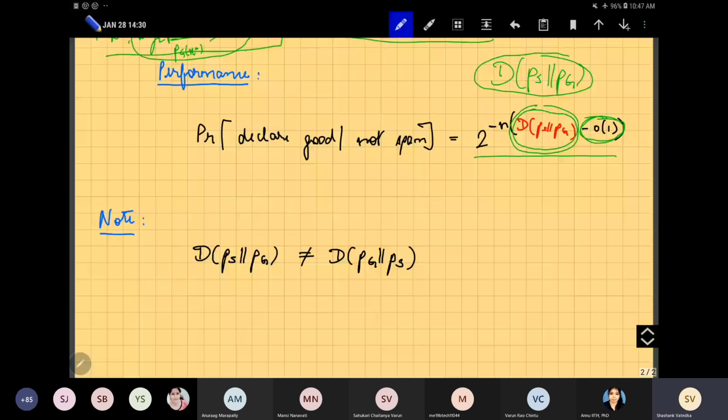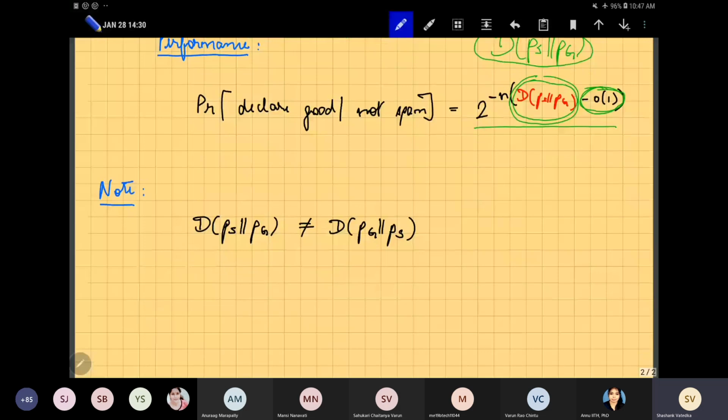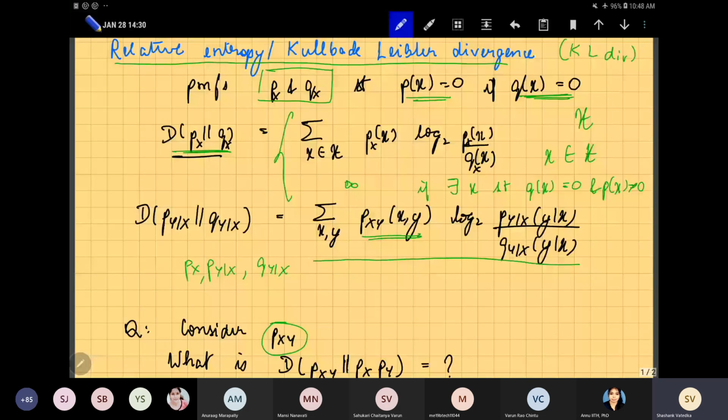Okay, so let's continue. We were discussing the KL divergence between two distributions. In some sense, the KL divergence between two distributions measures how close the distributions are to each other or not. So recall that the KL divergence is equal to the sum over all x of p of x log p of x by q of x.